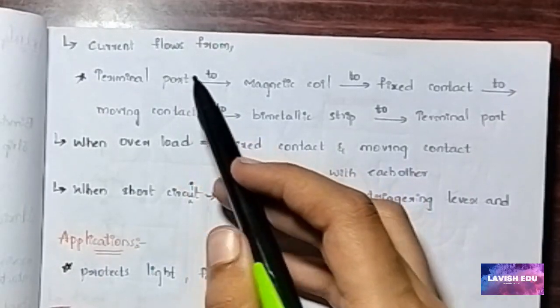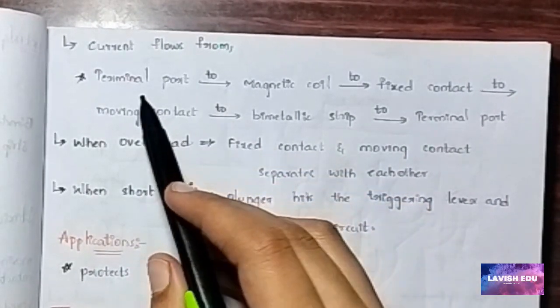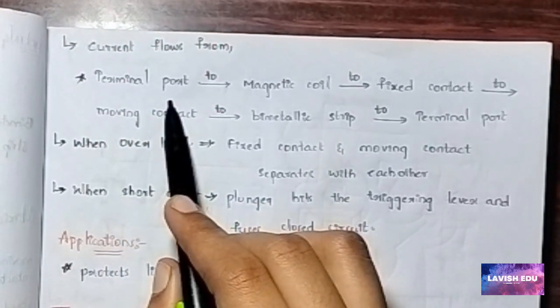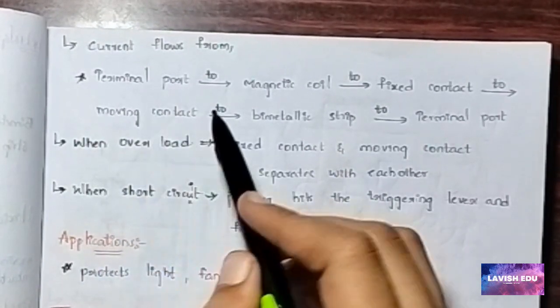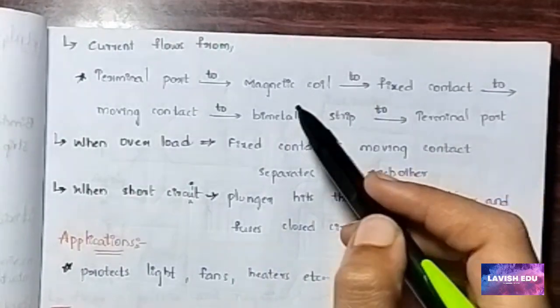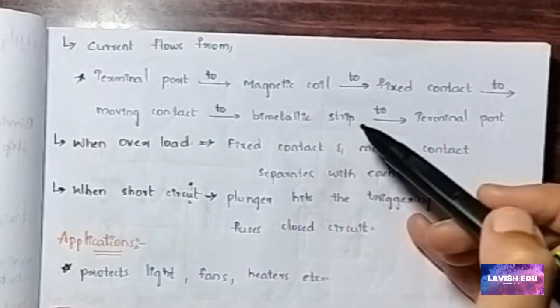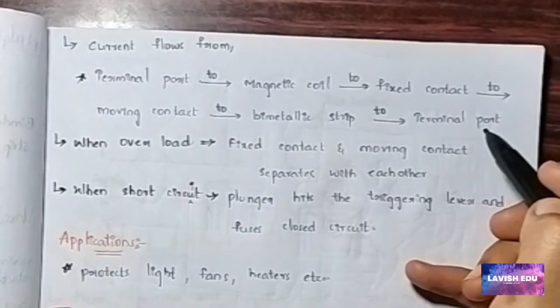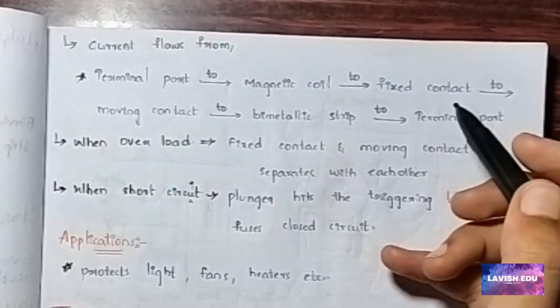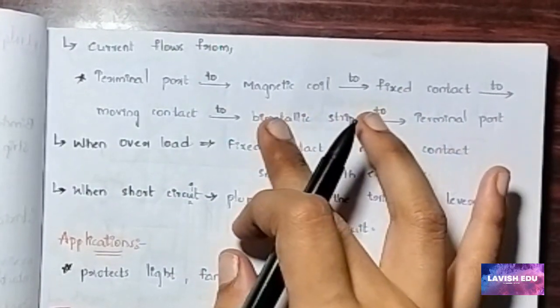Okay, this is the direction of the current flow. See next. From the terminal port, it goes to the magnetic coil, and from the magnetic coil, it again goes to the fixed contact, then to the moving contact, then to the bimetallic strip, and then finally to the other terminal port. This is the flow of the current.